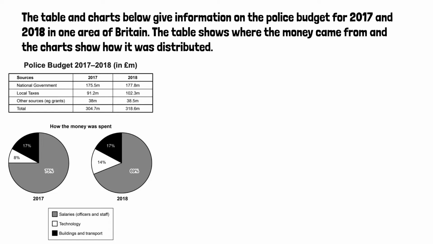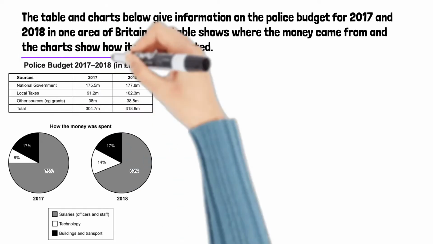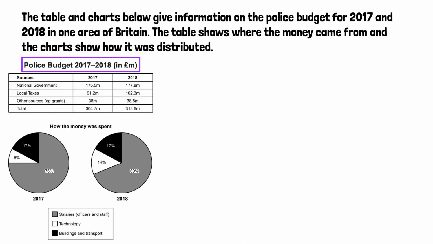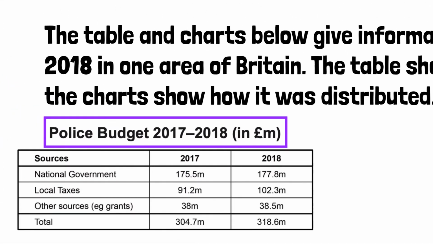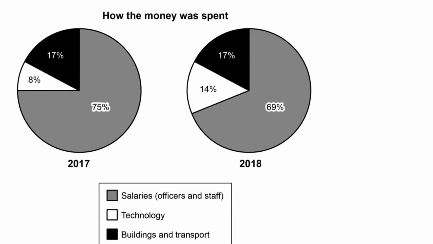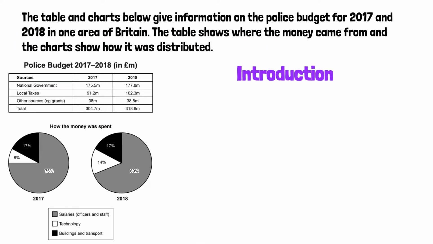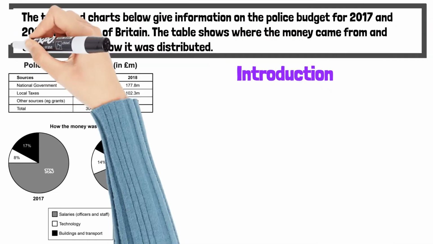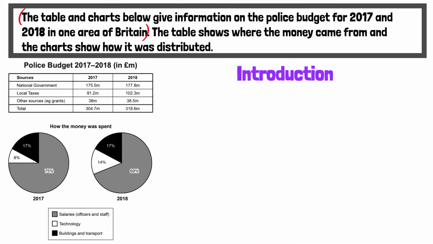The table and the pie charts in general are about the police budget for 2017 and 2018 in one area of Britain. Specifically, the table shows where the money came from. The pie charts show how the money was spent. As you probably know, the introductory paragraph should be a paraphrase of this text. You may want to combine the first and the second sentences. Better not. There are some very good reasons why the original split the information into two sentences.